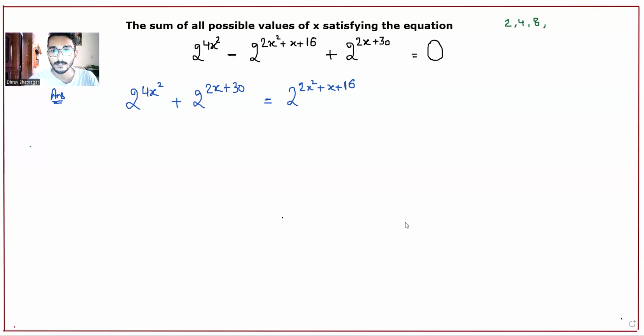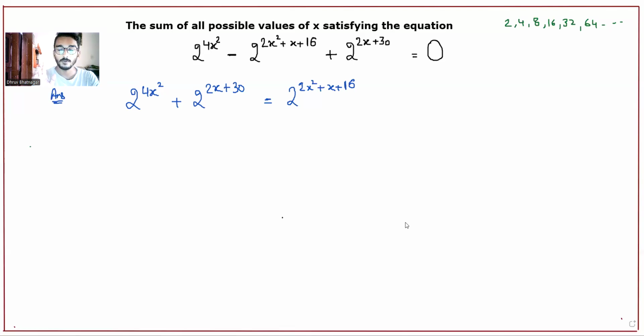Let's write the powers of 2. So 2, 4, 8, 16, 32, 64, and so on. These are the powers of 2. Can you think of any two powers which will give you another power? If I add 8 plus 16, it is 24, which is not a power of 2. If I add 32 and 4, it is 36, not a power of 2. If I add any two numbers from here, the result will not be a power of 2.